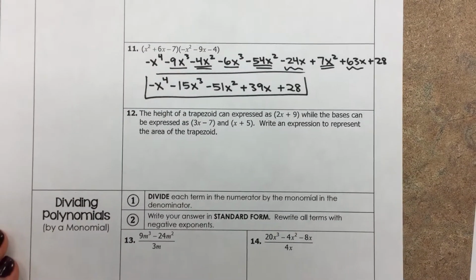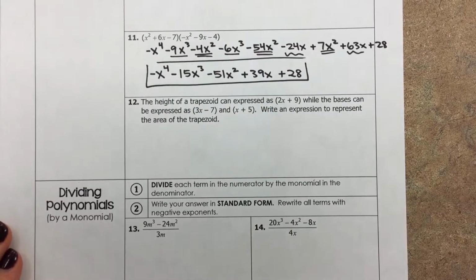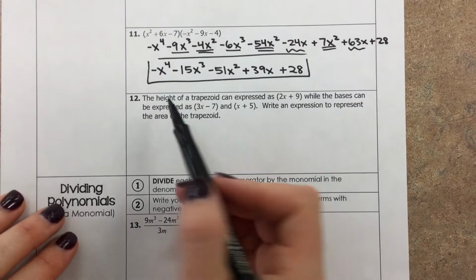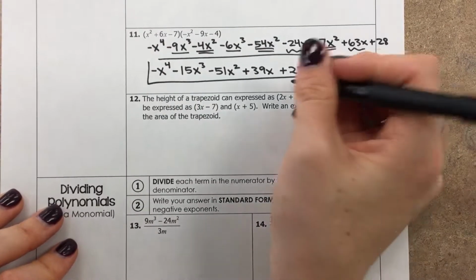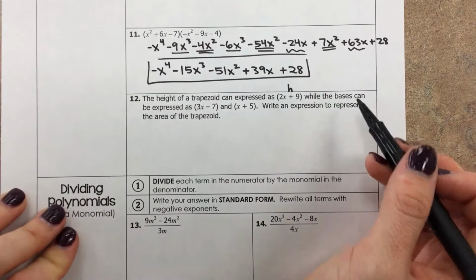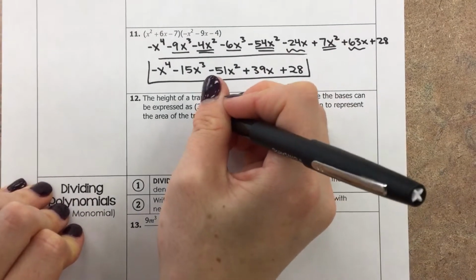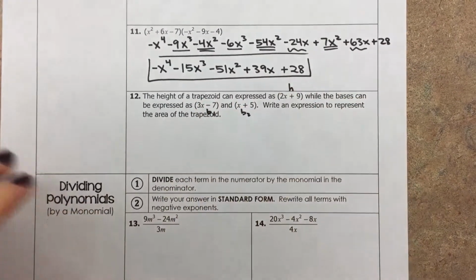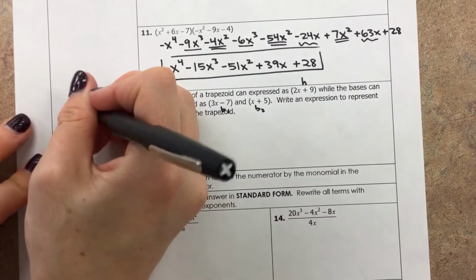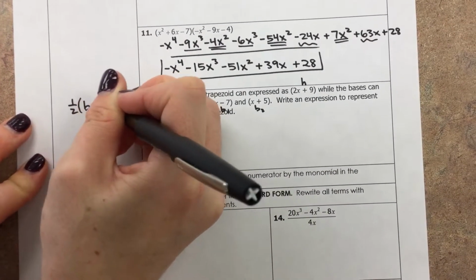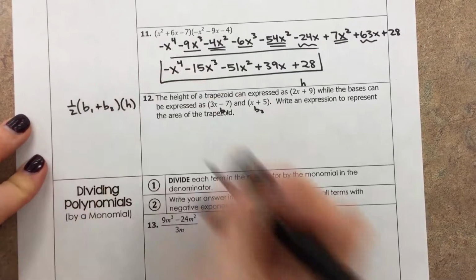I want to do number 12 as well, get a little story problem in here, a little geometry flashback. So the height of a trapezoid can be expressed as 2x plus 9, so this is the height, while the bases can be expressed here. So this is your base 1 and your base 2. So over to the side here, I'm going to remind you guys of the area of a trapezoid. It's 1/2 times the sum of the bases and then multiplied by the height.